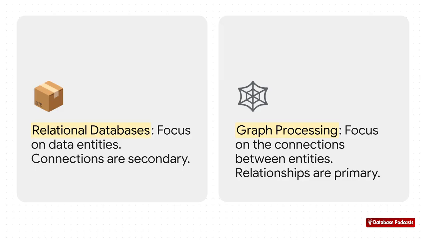And that really gets to a fundamental difference in thinking. See, relational databases are fantastic at storing things, entities like users or products. The connections between them, they're kind of secondary. But graph processing completely flips that on its head. It's built from the ground up with the idea that the relationships are the most important part of the data. In the world of graphs, connections aren't just an afterthought. They are first-class citizens. They're the main event.